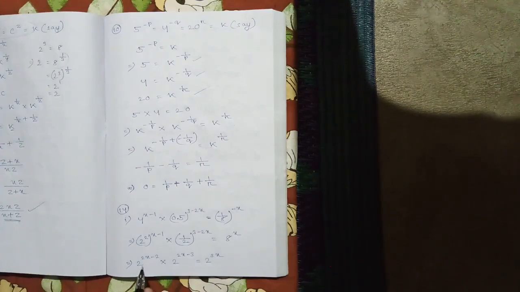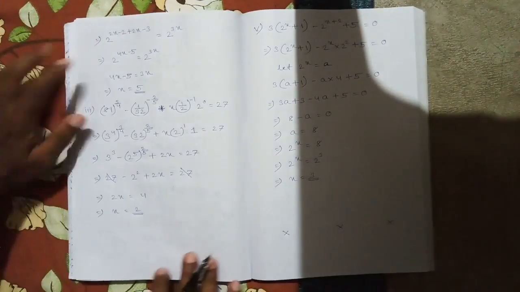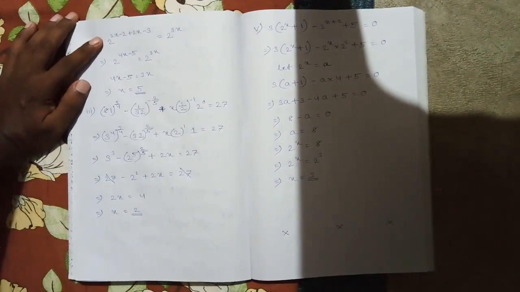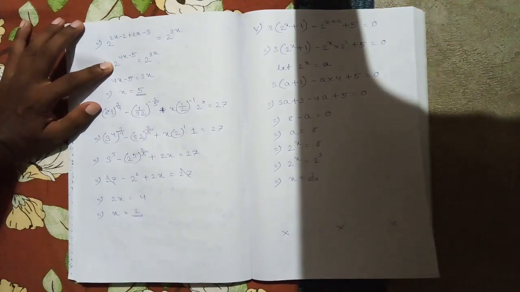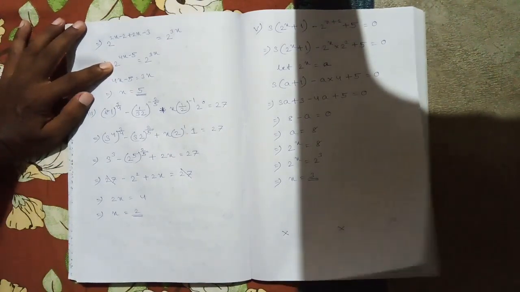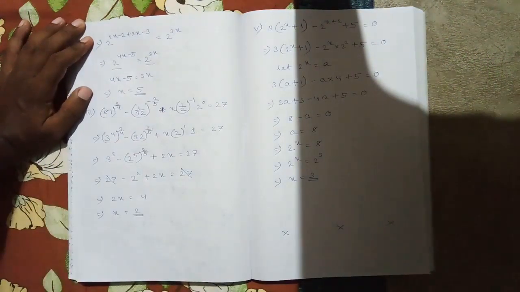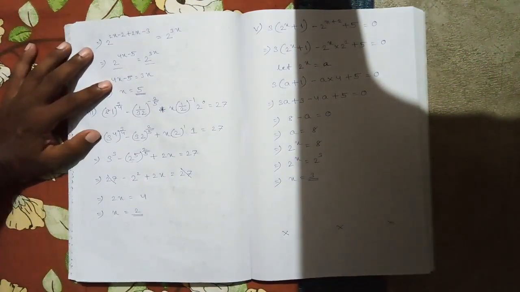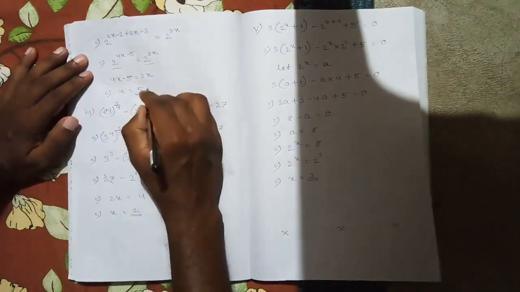2 power 2x minus 2 into 2 power 2x minus 3 is equal to 2 power, this 8 can be written as 2 power 3 whole power x, which is 2 power 3x. On the left side we can use product law, same base. So using product law, adding the powers, 2 power 2x minus 2 plus 2x minus 3 is equal to 2 power 3x. Now same base, 2 power 4x minus 5 is equal to 2 power 3x. Since same base, now we can equate the powers. So 4x minus 5 is equal to 3x. On solving you will get x is equal to 5. This is the value of x.